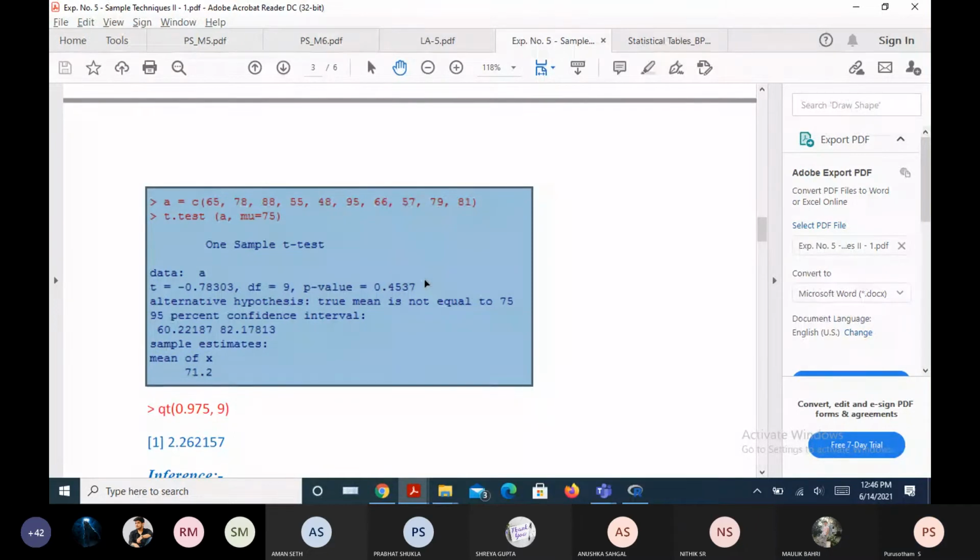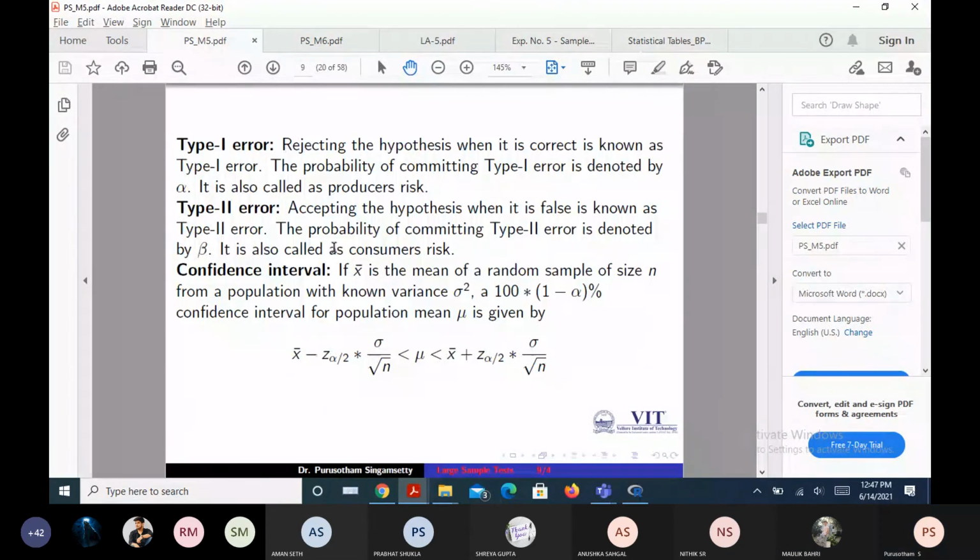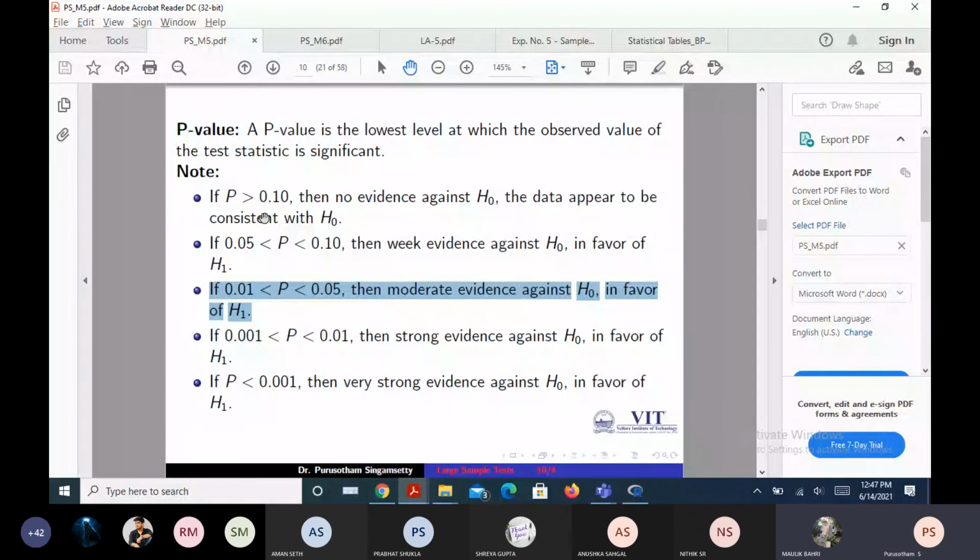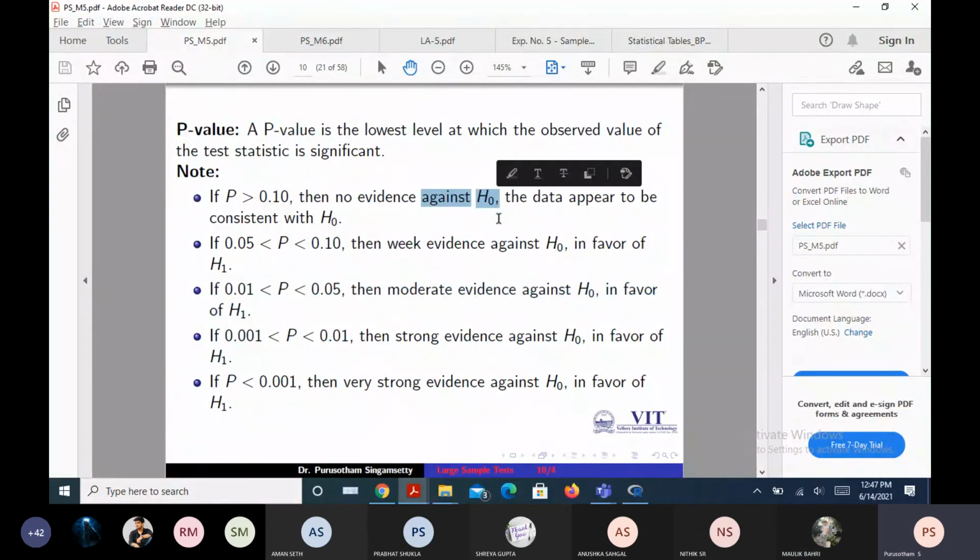At the same time, what is the value of p here? 0.4537. Is it greater than 0.1? Yes, sir, it is greater than 0.1. So there is no evidence against the null hypothesis. So both ways you have a strong acceptance, right? Yes, sir. Now there is no causing of type 1 or type 2 error. Okay, got it.